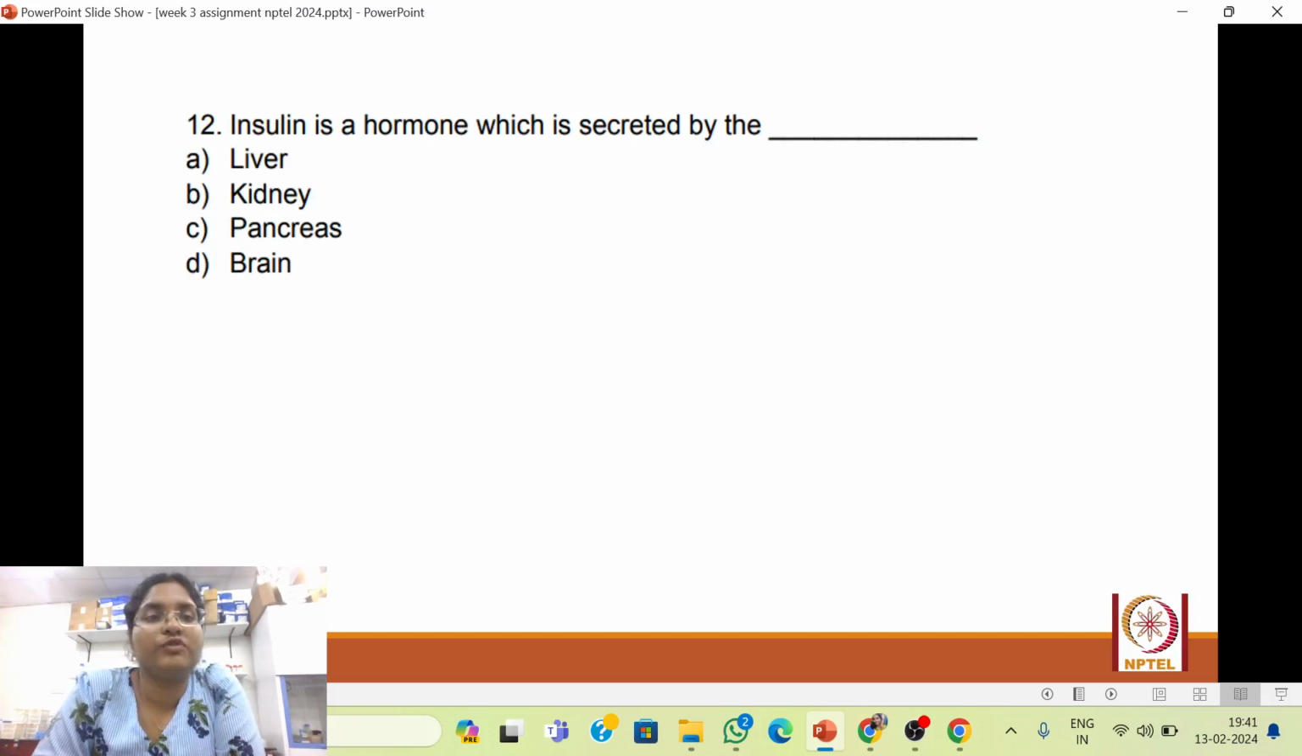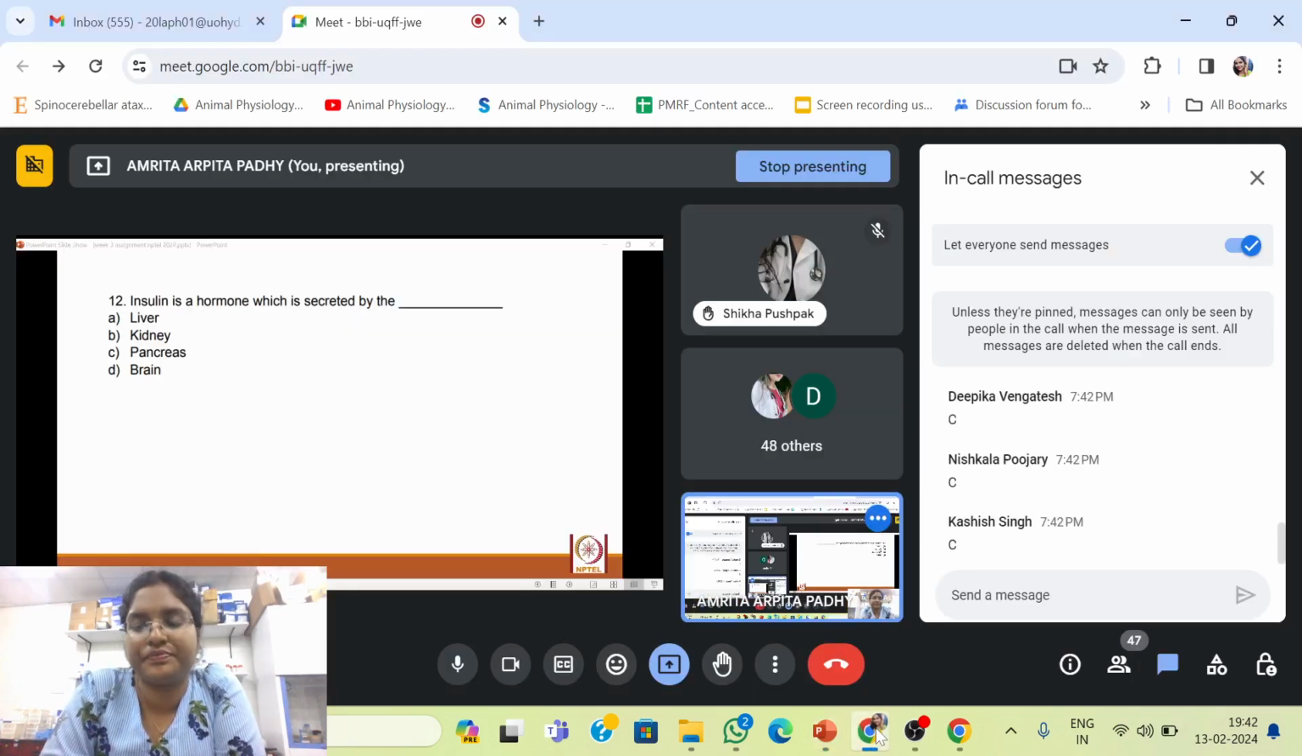Okay, moving on to the 12th question. Insulin is a hormone which is secreted by the liver, kidney, pancreas, and brain. Again, a very easy question. Already we have discussed this as well.